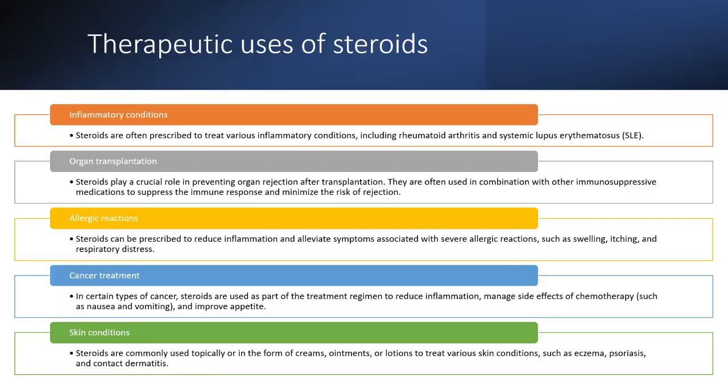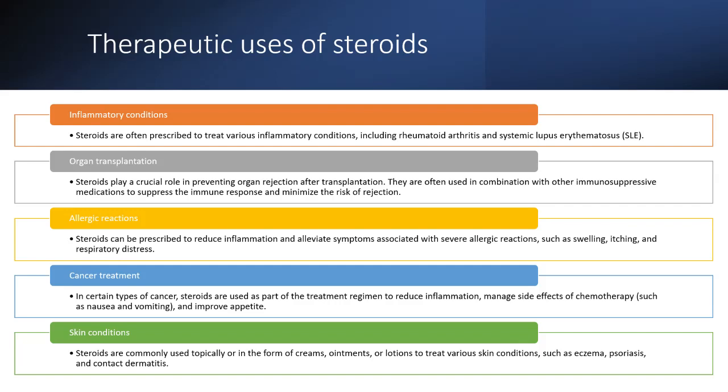In this slide, we will discuss the therapeutic uses of steroids, highlighting their applications in treating a variety of medical conditions due to their potent anti-inflammatory and immunosuppressive properties. Inflammatory conditions. Steroids are frequently prescribed to manage various inflammatory conditions. Notably, they are used to treat rheumatoid arthritis and systemic lupus erythematosus, SLE. In these autoimmune diseases, steroids help reduce inflammation, alleviate pain, and suppress the overactive immune response that contributes to tissue damage.